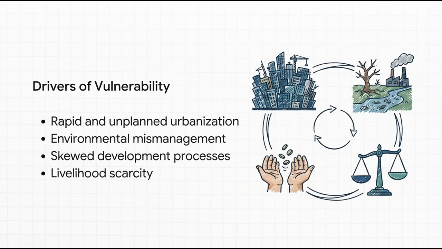We also see environmental mismanagement, demographic changes, and a sheer scarcity of livelihood options for the poorest among us. When families are forced to live in informal settlements on steep, landslide-prone hillsides just because they have absolutely no other economic options, that is a social and economic process actively creating disaster risk.